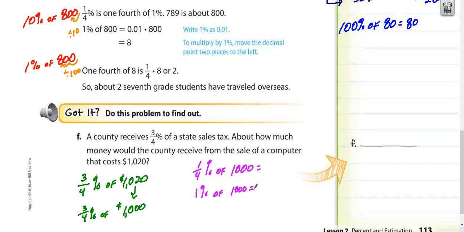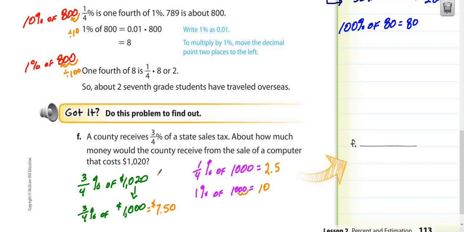Well, 1% of 1,000, think about dividing that by 100, decimal. 1% of 1,000 is 10. What's 1/4 of 10? That's 2.5. And how much are 3 of those? 7.5. As money, that's $7.50.